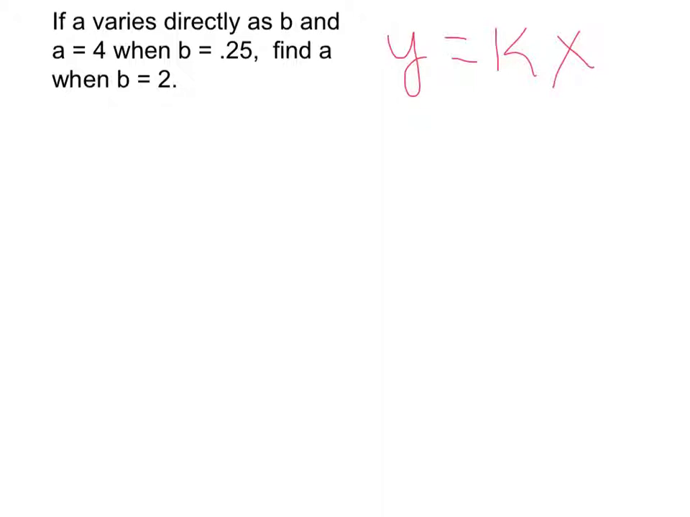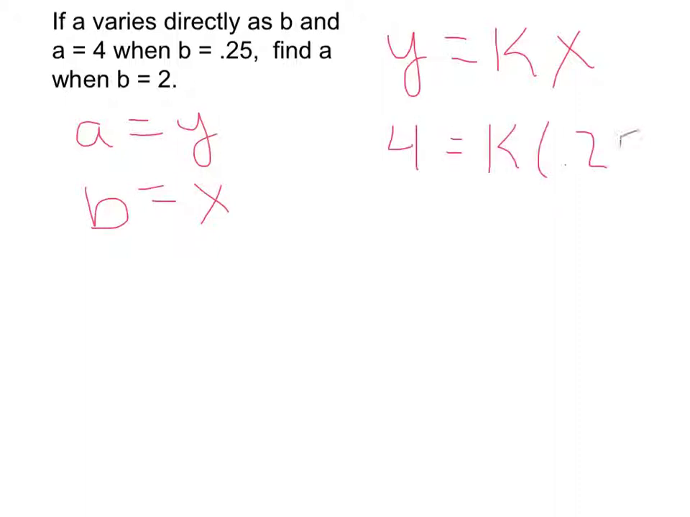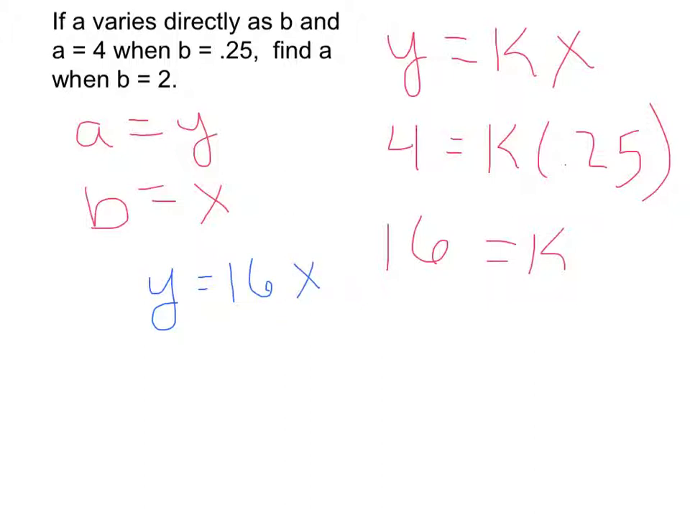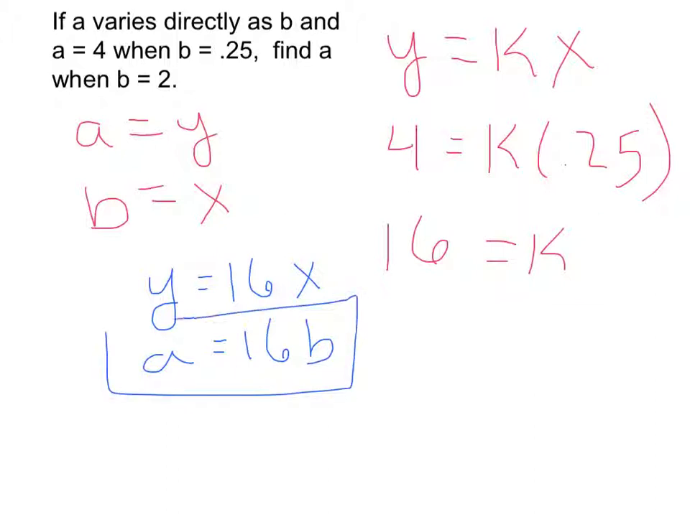Now in this problem I don't have a y and x. Well, the variable in front of varies directly is my y. So a is my y and b is just my x. So in this case I'm going to plug my 4 into y, and I'm going to plug 0.25 in for x. I'm going to divide both sides by 0.25, and k is actually going to equal 16. So my direct variation equation is y equals 16x, or in this case a equals 16b. So I'm going to use that final equation since that has the same variables in it as the original problem.